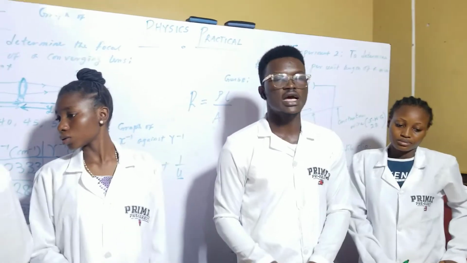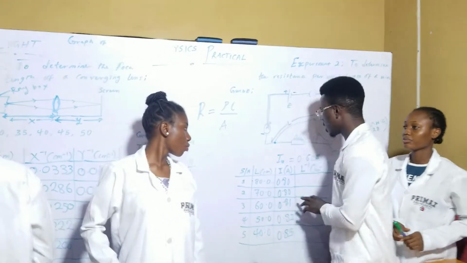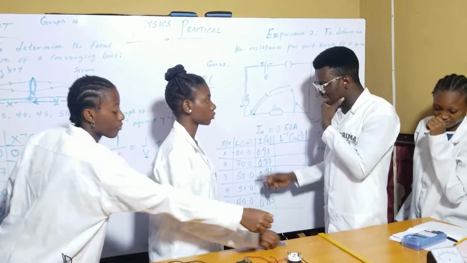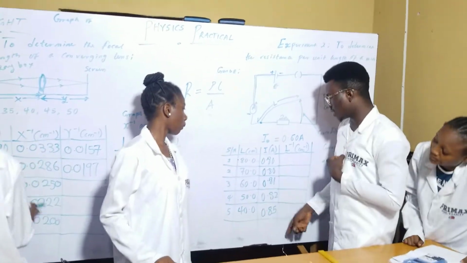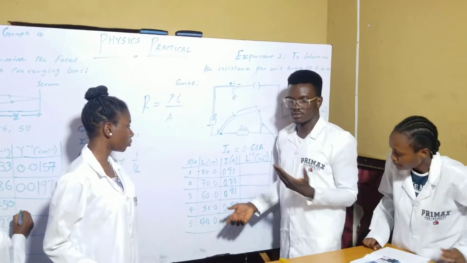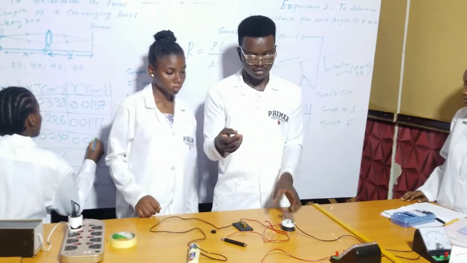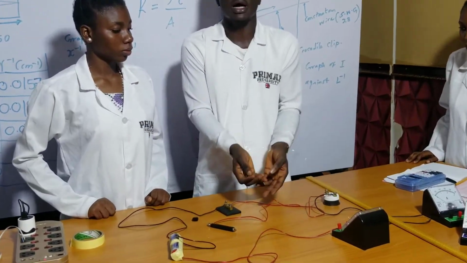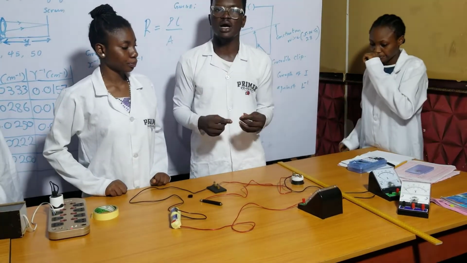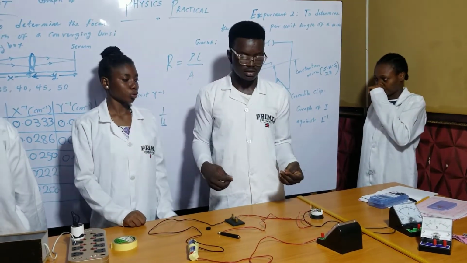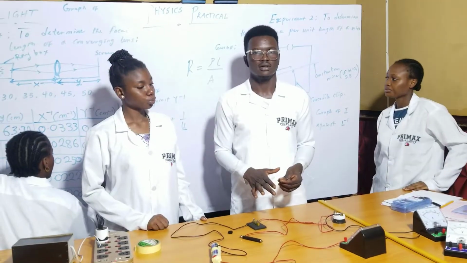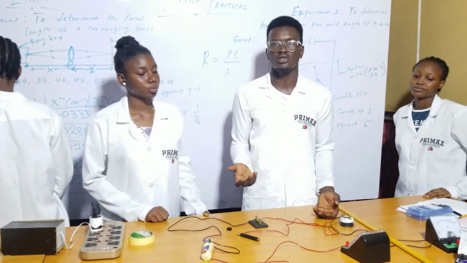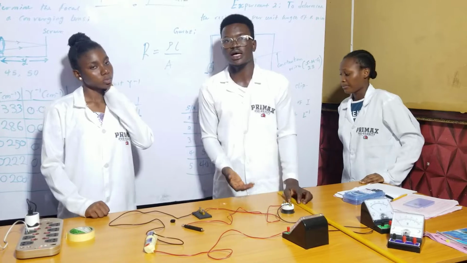So we've already have our readings for the current. As we're changing the length, we're reducing the length, the current keeps increasing. And that tells something. This wire and these 2 ohms are connected in parallel. And when you connect them in parallel, what happens to the resistance? The resistance will decrease. And when resistance decreases, current will increase, definitely. So that's what we're getting in that case.